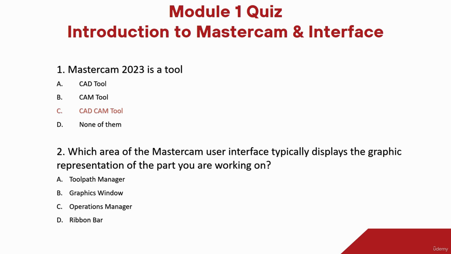So let's move towards the other question. Which area of the Mastercam user interface typically displays the graphic representation of the part you are working on? Option A, Toolpath Manager. Option B, Graphics Window. Option C, Operations Manager. Option D, Ribbon Bar.